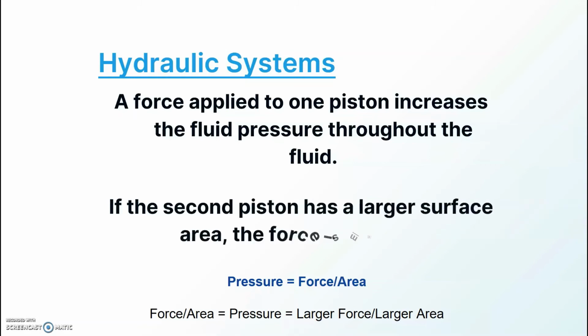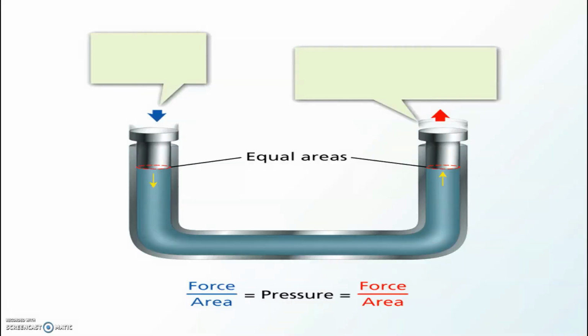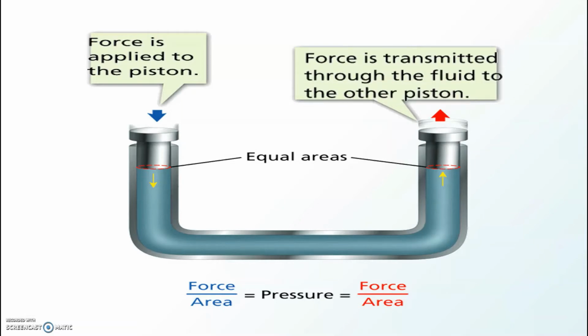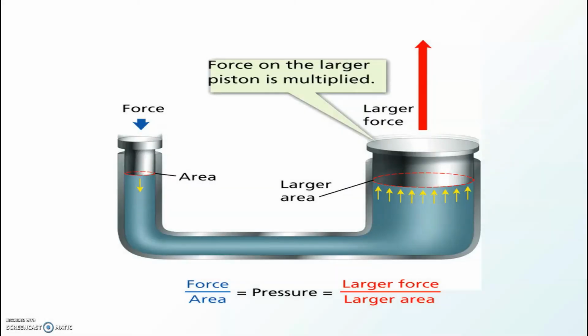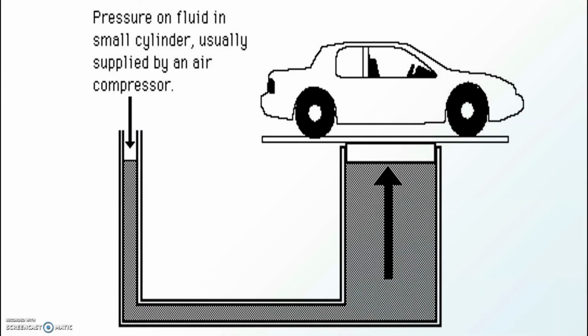If the second piston has a larger surface area, the force is then multiplied and it increases. So if you apply a force to this piston, the piston will transmit that through the fluid to the other side. Now, if it has a larger area, again, a larger area means we can get a larger force, and it can actually lift up much more weight.